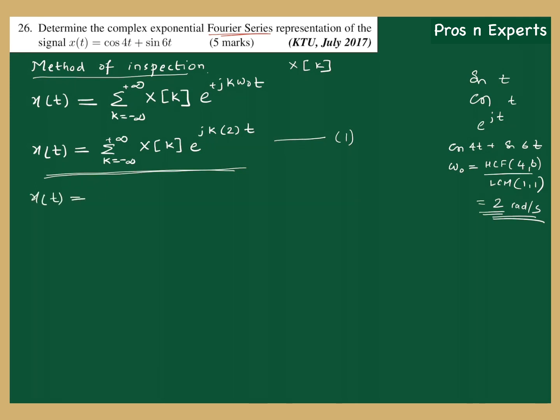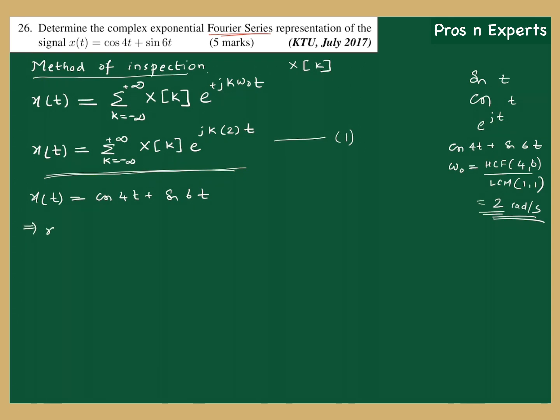Let equation 1 stay there for a while, and now I am taking our question signal x of t equal to cos 4t plus sin 6t. Our method has the name method of inspection. So this signal should be compared with that signal because both signals are the same. For that, however, I have to change the signal into the format given in equation number 1. Equation number 1 has a complex exponential term, so I have to convert cos 4t and sin 6t in terms of complex exponentials. Is it possible? It is very simply possible.